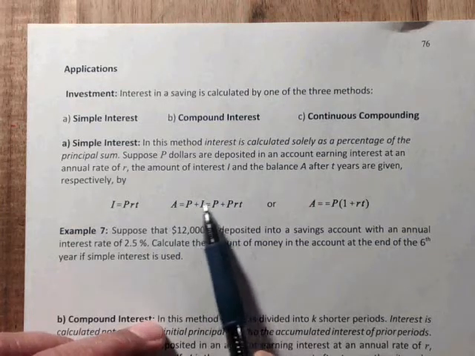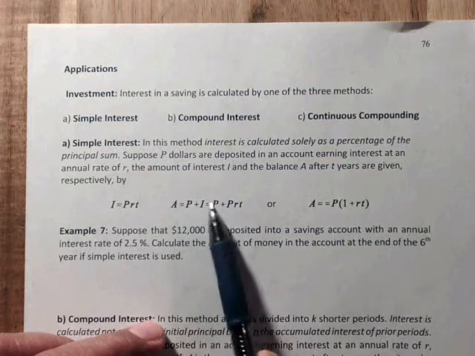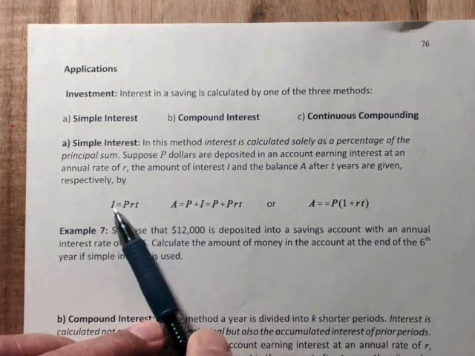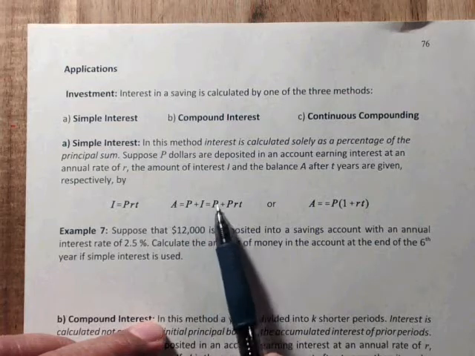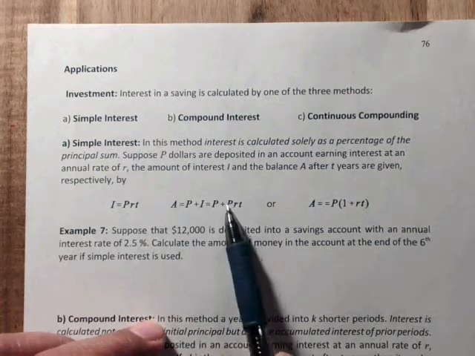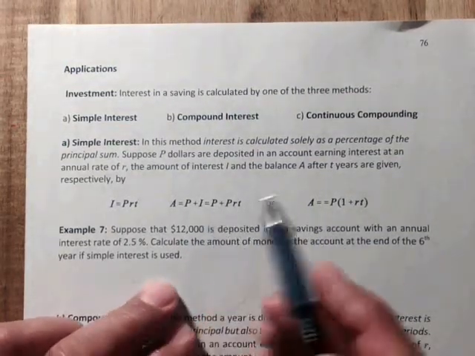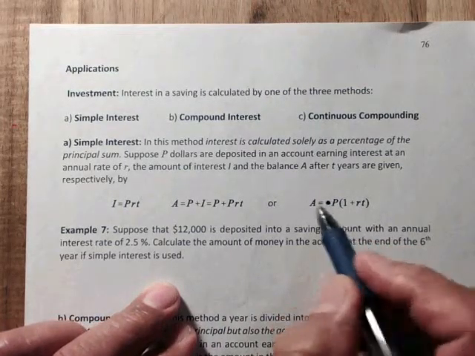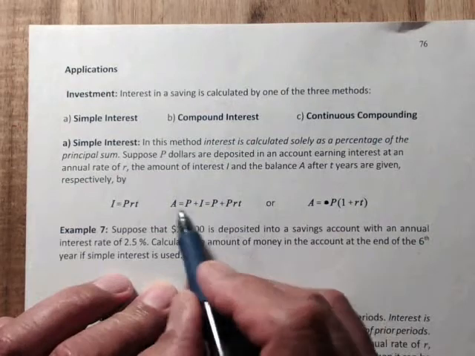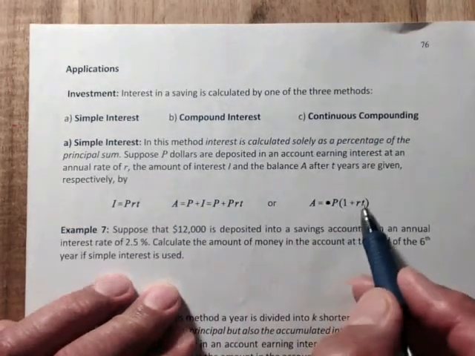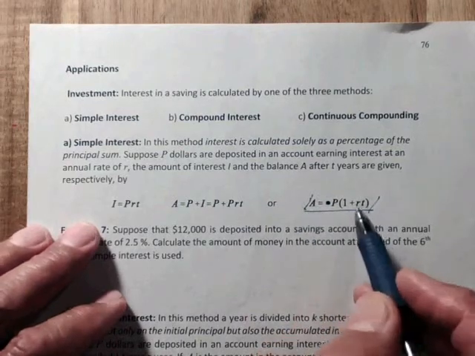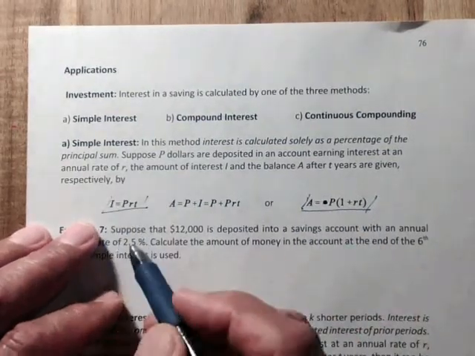If you want to know your balance, you can compute I first and then add it to P, or you can just put it in this formula. Or if you factor P, A is going to be P times (1 plus RT). So if you want to compute your balance, you can use this formula. If you want to compute your interest, you can use this.